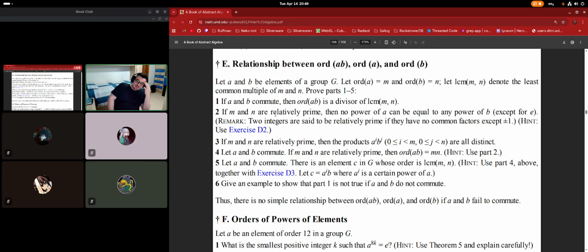Yeah, I have so many questions. What is the relationship between them commuting and the divisor of that least common multiple? And then there is exercise 6, right? To give an example to show that part 1 is not true if A and B do not commute. So if A and B do not commute, then the order of AB is not necessarily a divisor of that.